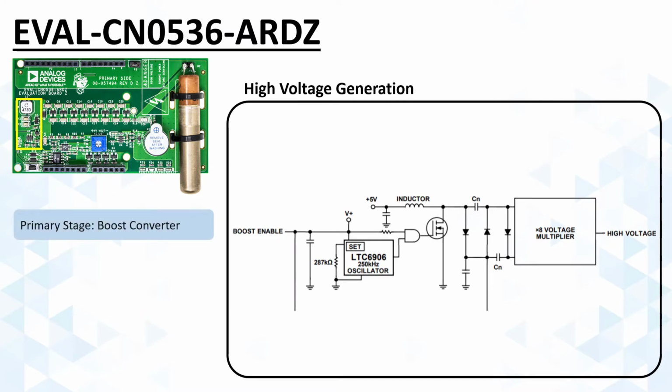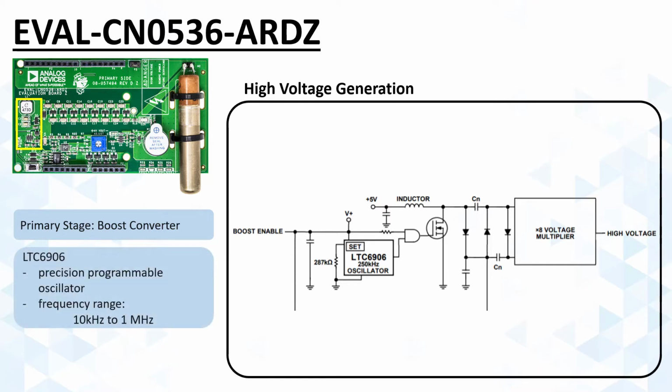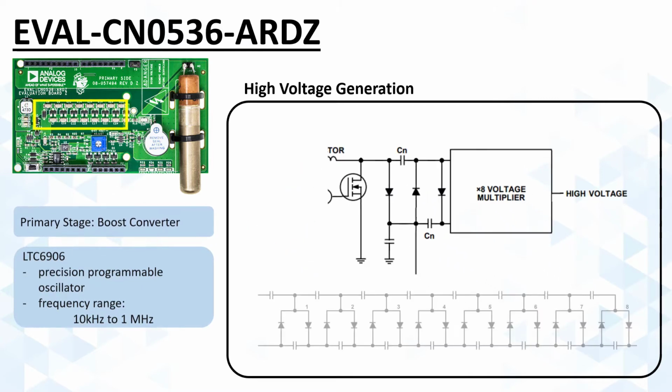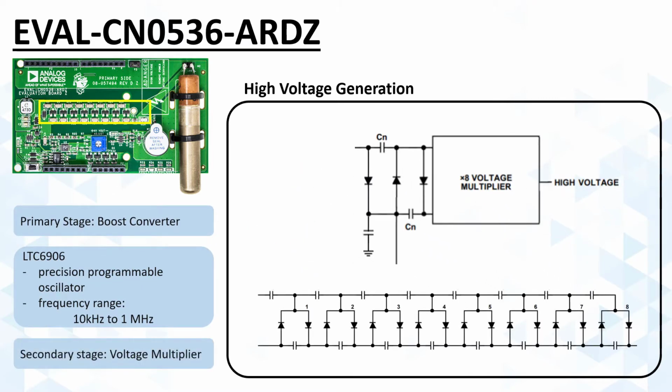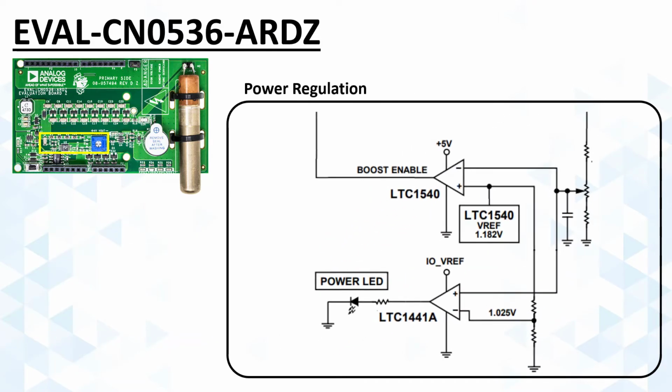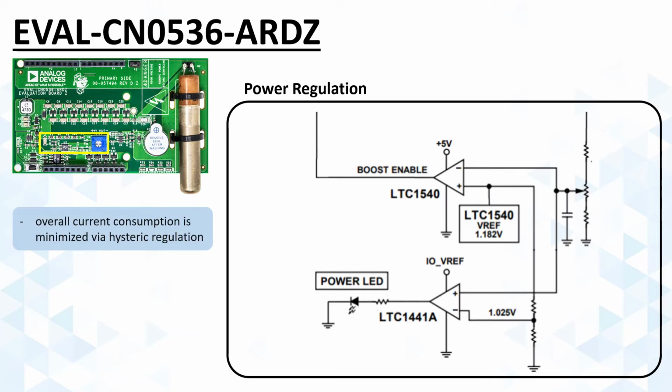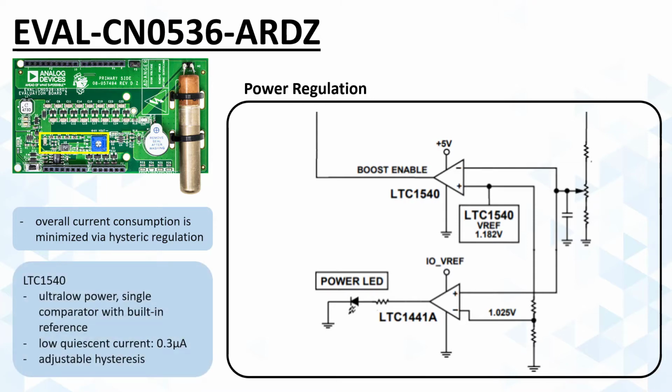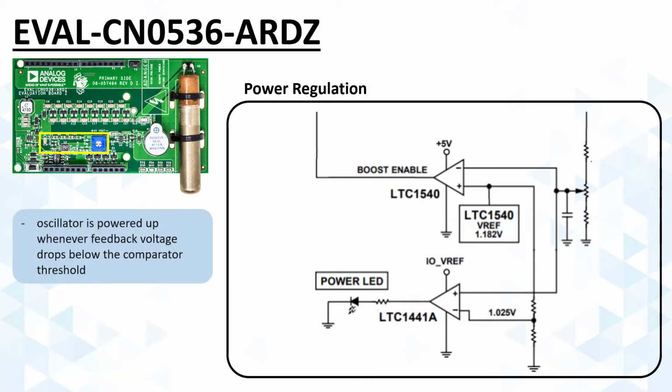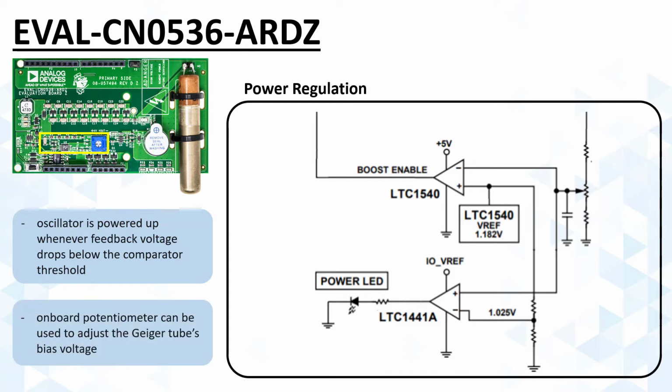The primary stage is a non-synchronous boost converter controlled by a programmable precision oscillator, the LTC6906. A series of multiplier stages are cascaded in order to generate the 280 to 500 volt requirement. The overall current consumption of the CN0536 is minimized by controlling the power supplied to the oscillator using the LTC1540. When the voltage drops below the comparator threshold, the oscillator is powered up and the boost converter operates until the comparator trips off again. An onboard potentiometer can be used to adjust the Geiger tube's bias voltage.